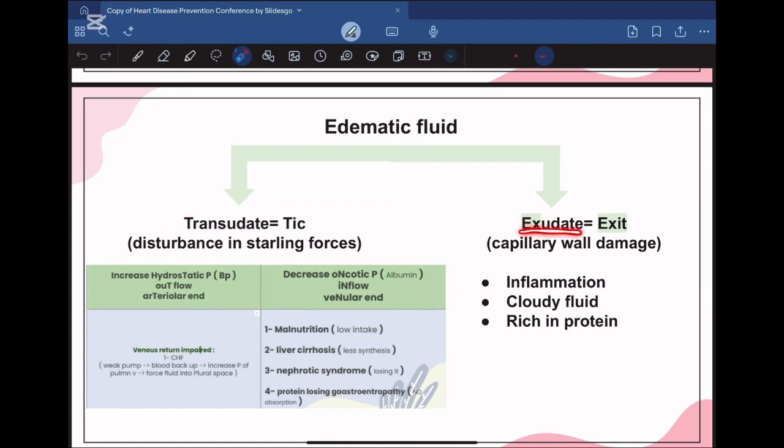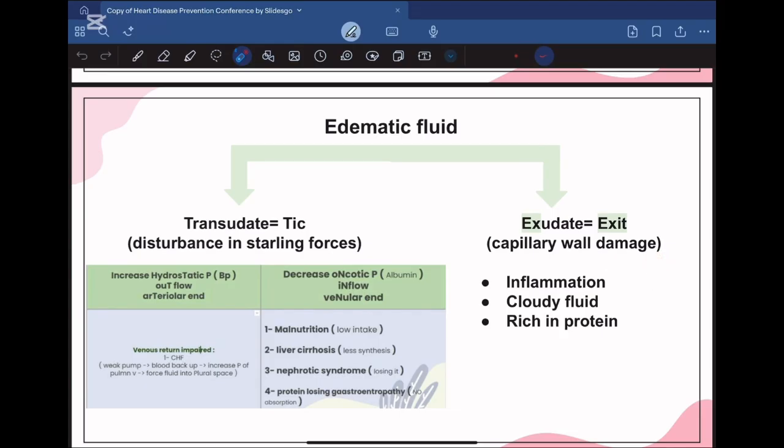From the word exudate, I need you to think about exit. Everything is exiting. And why does this exudative fluid happen? Because we may have capillary wall damage, like in cases of inflammation. So let's say this is the capillary wall. I have damage here. So what will happen is that everything will exit, such as the proteins. So not only fluid, also proteins will exit. So the fluid itself will be cloudy and it will be rich in protein. Okay, so once you see that the fluid is rich in protein, it means the cause was inflammation.